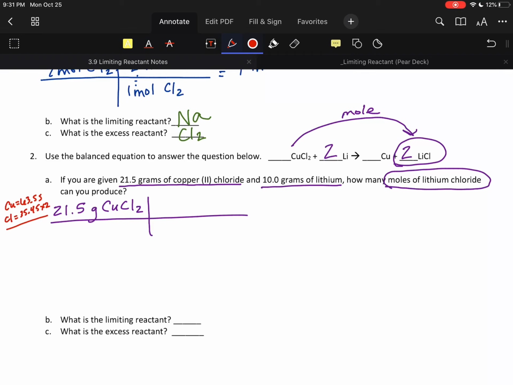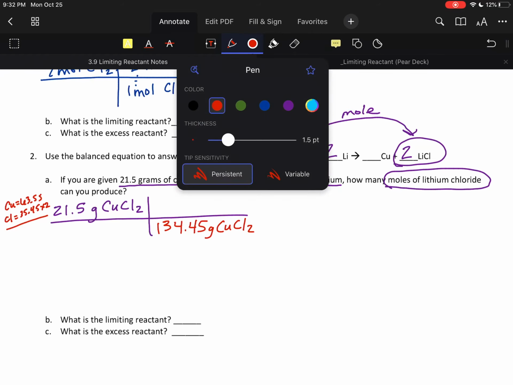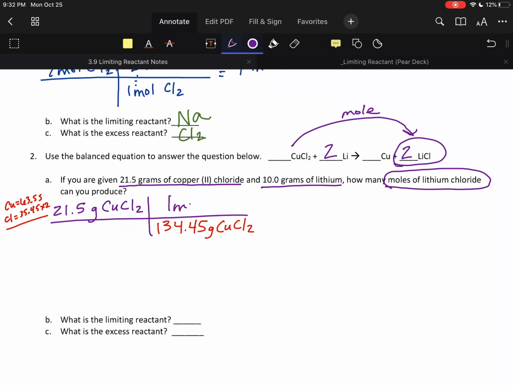So when I add all that up, I get 134.45 grams copper chloride, right? And that is equal to 1 mole copper chloride. Notice how I'm writing out copper chloride every time. Okay. Now that I'm in moles, now I can look at my ratio, okay, and follow my arrows.